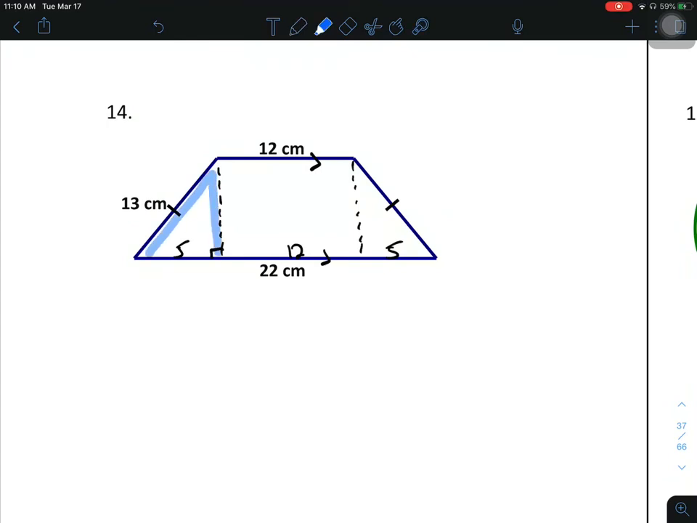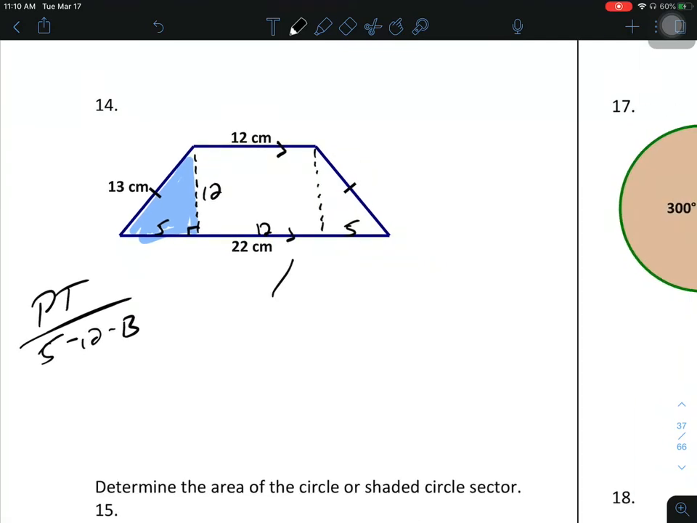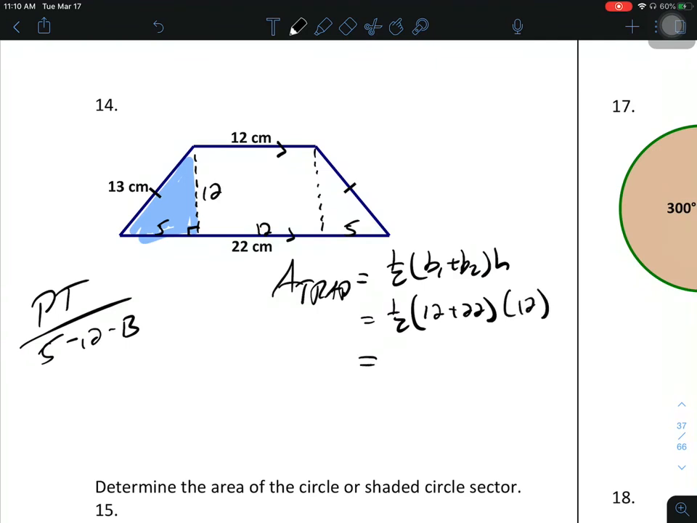This right triangle, we can find the height with the Pythagorean theorem, or we can recognize that it's a Pythagorean triple. It's a 5, 12, 13 Pythagorean triple. So to find the area of this trapezoid, which is 1/2 the sum of the bases times the height, the bases are 12 and 22. The height is 12. I'm going to multiply this right now, the 1/2 times the 12, and get 6. 22 and 12 is 34. 6 times 34 is 204 square centimeters.